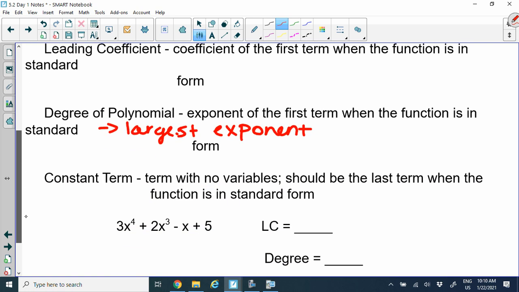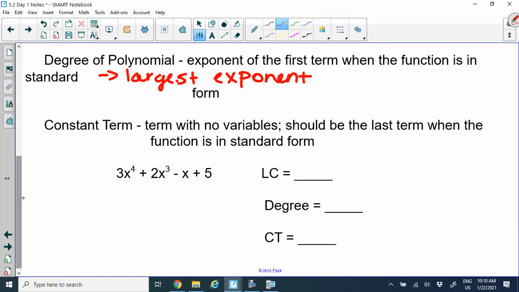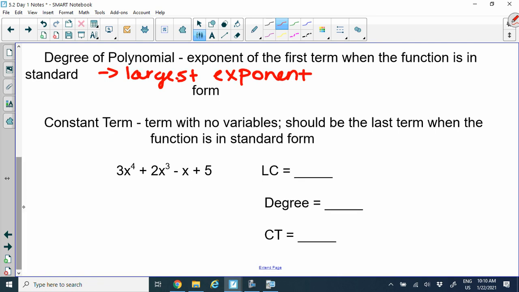Okay, last is the constant term. This is a term with no variables. It should be your last term when the function is in standard form. Here, we kind of already talked about this. We said the leading coefficient is 3, because 3x to the 4th is our first term.